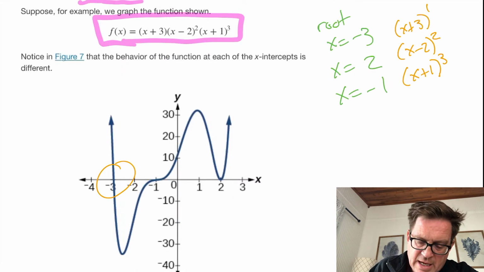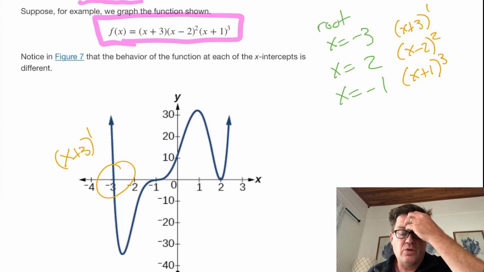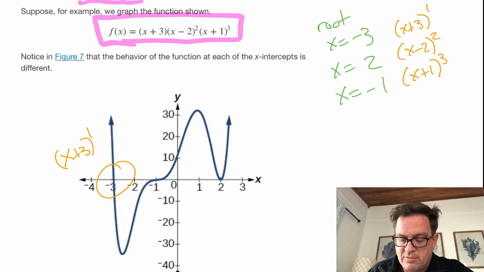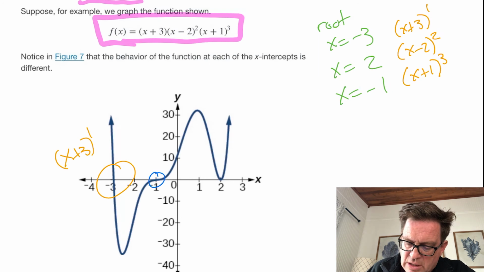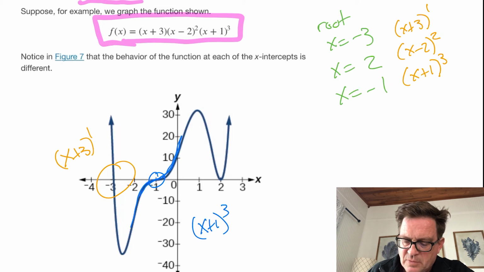So it's like x plus 3 to the 1 power, and it's a straight line that goes through there, and it crosses over at that axis, at that intercept. At minus 1, it's this term x plus 1 cubed, and so it's going to look like a cubic function, like an x cubed function. And the last one is over here, that's the x minus 2 squared.